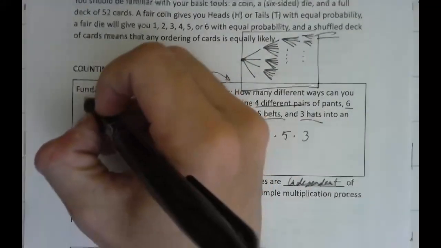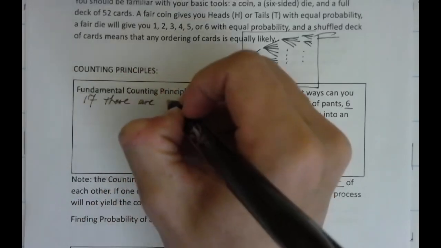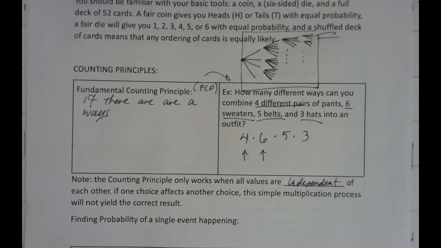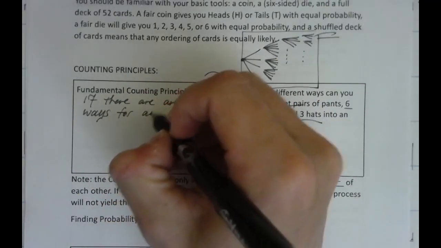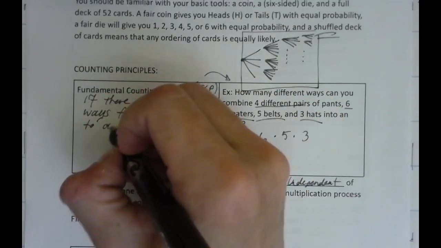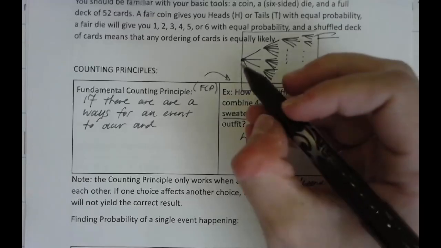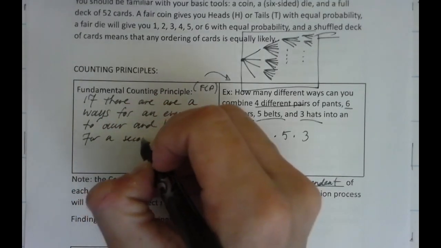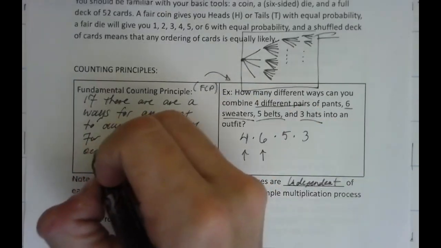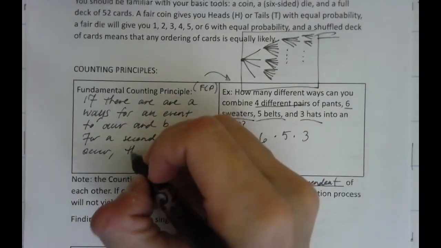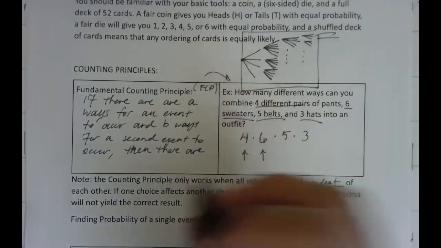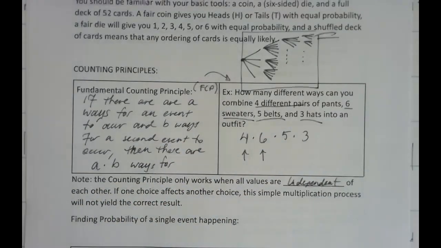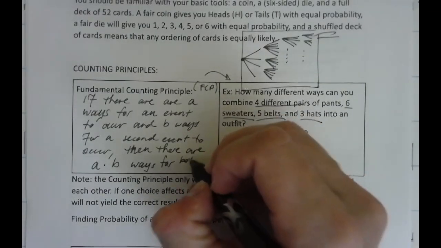So, if there are A ways for an event to occur, and B ways for a second event to occur, then there are A times B ways for both of them to happen, for both to occur.